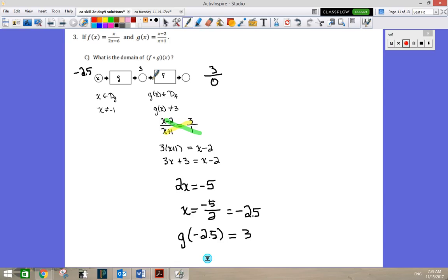You just gave me 3. I don't know what started this mess, but don't do that again. So g has to say, okay, I can no longer accept this number -2.5, because according to my rule, it will produce a 3, and f can't handle that. So if we want to prevent the output of g from being 3, we have to prevent the input into g from being -2.5. So there's two things that have to be true then.